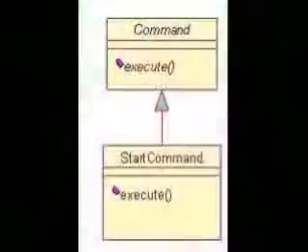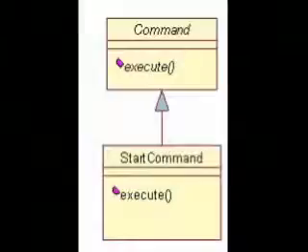An abstract class is represented in UML as shown in this diagram. Note that the class name Command is in italics. The method execute is shown in italics to indicate that it is abstract.